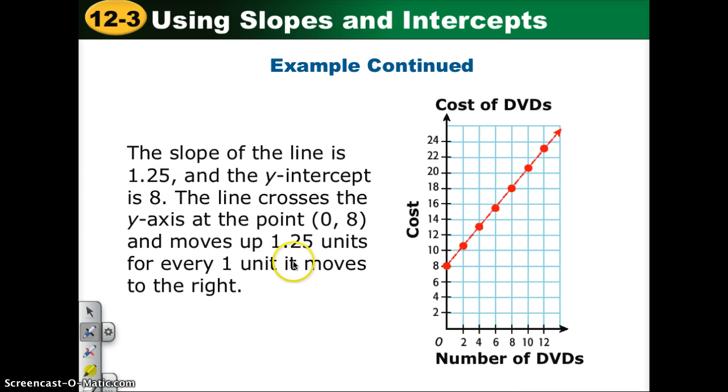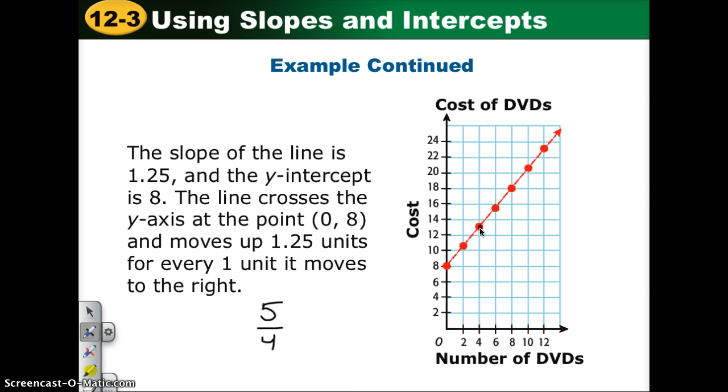Our slope is 1.25, so we go up 1.25 and over 1 for every unit that it moves. If that's confusing, you could put that into fraction form and do it that way. As a fraction, 1.25 would be 5/4. So if we start here going up 5 steps, which would take us up to 13, and over 4 puts us on our next point.